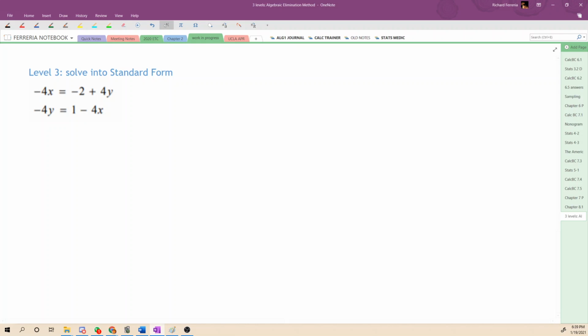Now for the level 3 problems, we're going to notice that the first equation is not in standard form, which, remember, was ax plus by equals c. And also that second equation isn't in standard form, ax plus by equals c. So in order to solve this, I'm going to have to get both of these equations in standard form to begin with. Let's start off with that first equation.